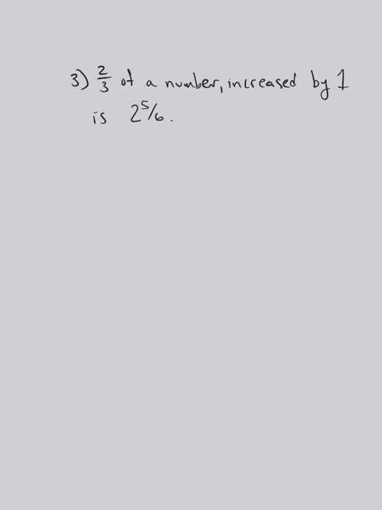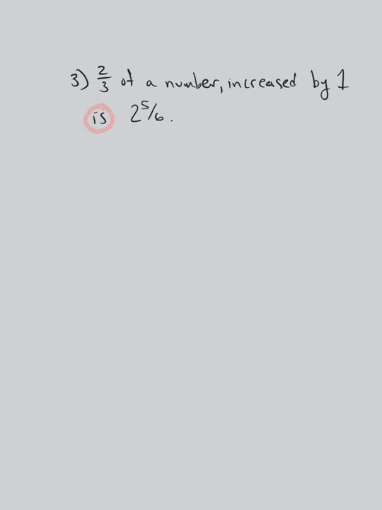All right, and here's one with fractions. There's a couple things to point out with this example, okay? But first of all, reading it, 2/3 of a number increased by 1 is 2 and 5/6, okay? And so you might want to locate your equal sign first. And so our equal sign is at the "is", so there's our equal sign.